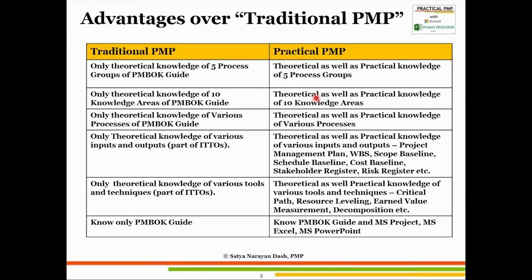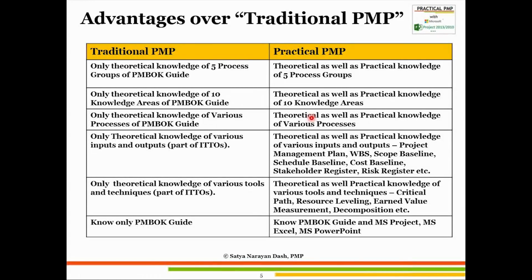There are 47 processes. As you would be knowing, in the PMBOK guide, there are 5 process groups, 10 knowledge areas, and 47 processes. So 47 processes you will be knowing theoretically. In practical PMP, we'll not only know the theoretical part, we'll also know the practical aspects of it.